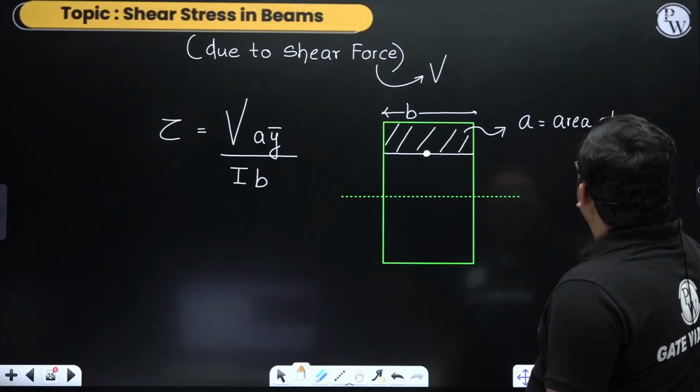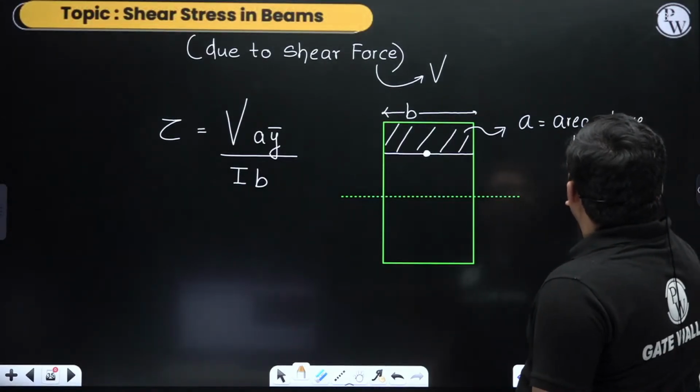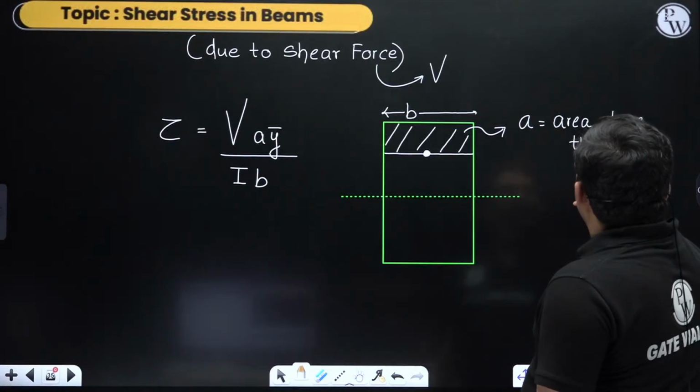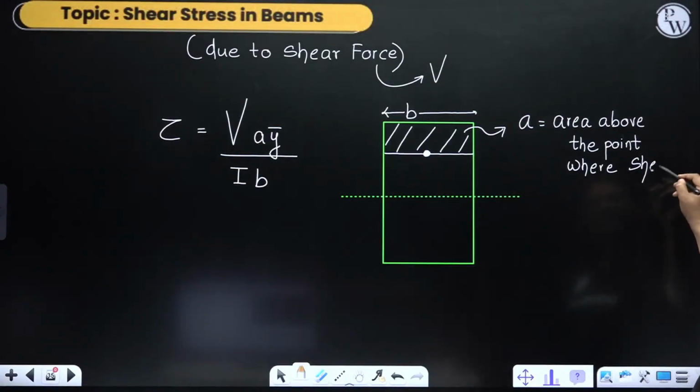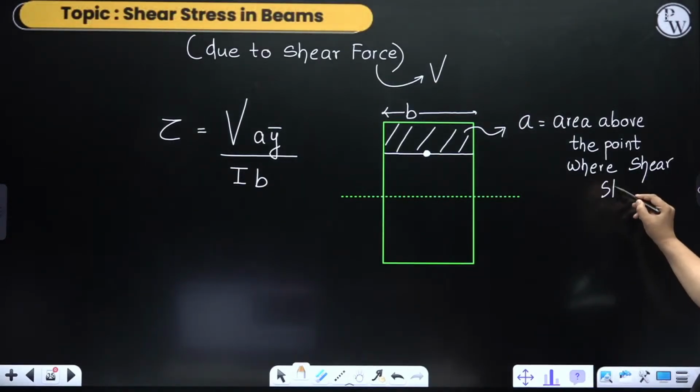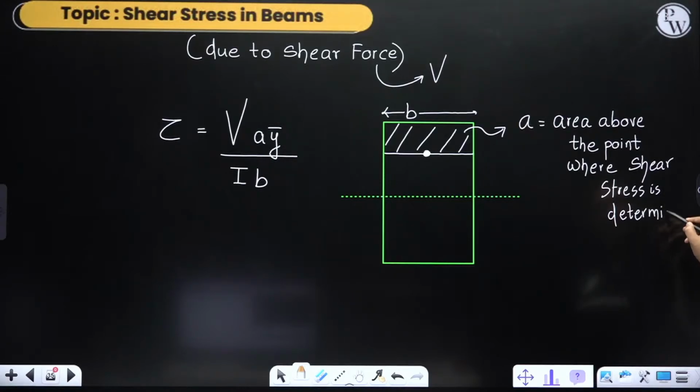Area above the point where shear stress is determined. This is your A. Understood? Area above the point where shear stress is determined.